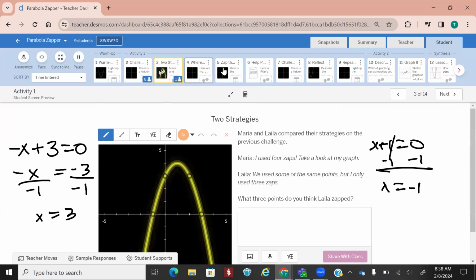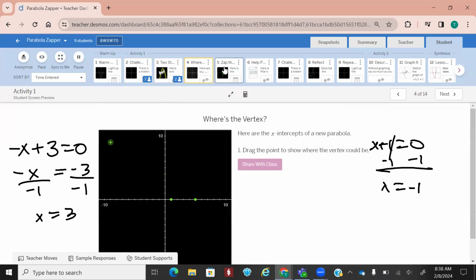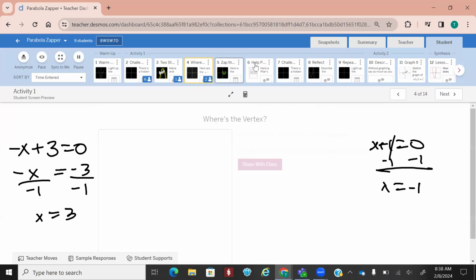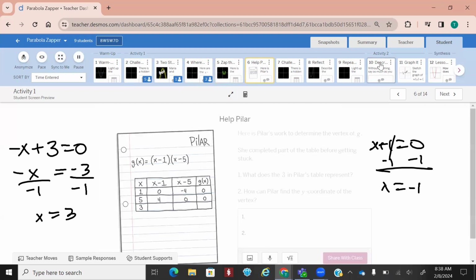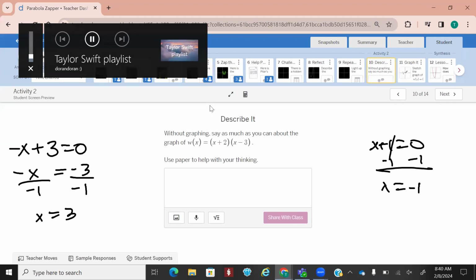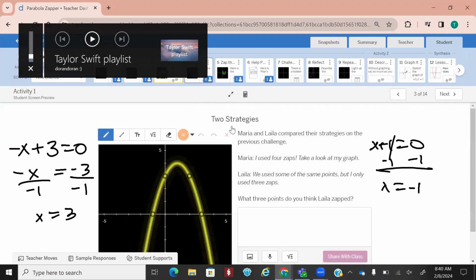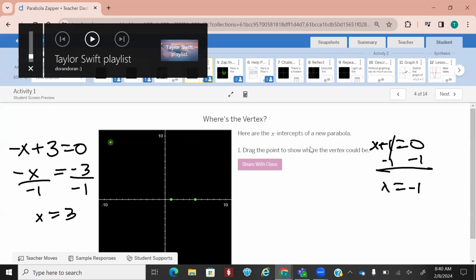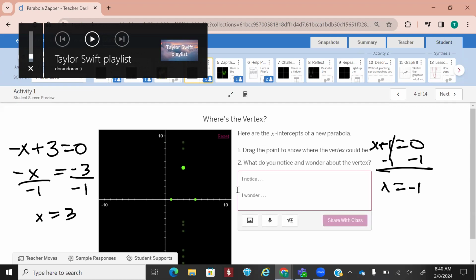All right, go ahead and skip to slide number 4. Okay, I want you to try to do 4, 5, and 6. Okay, take a second. All right. There we go. Okay. So on slide number 4, here are the x-intercepts. Drag the point to where the vertex could be. The vertex is always in between the x-intercepts. Okay, good. Y'all are fantastic.